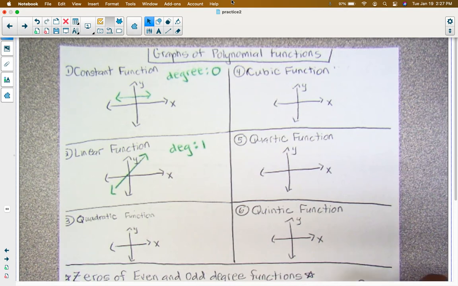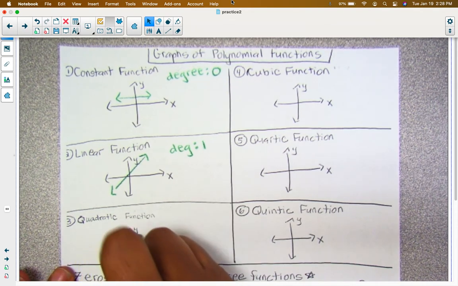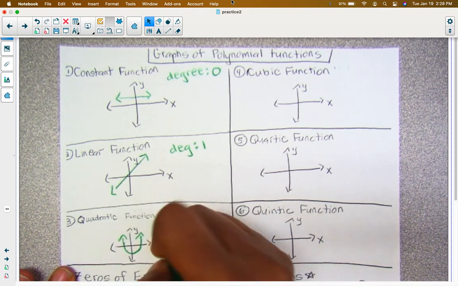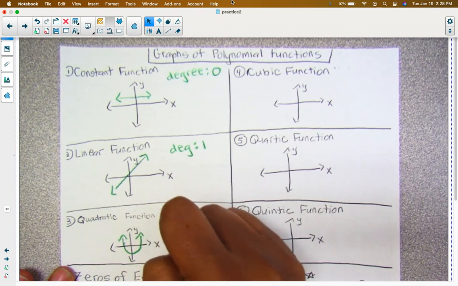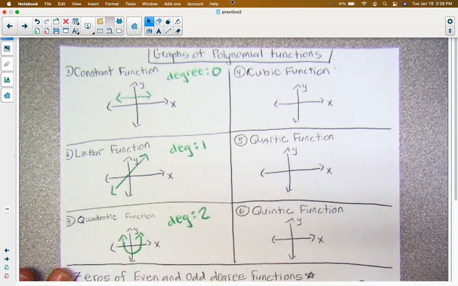Number 3, quadratic function. A quadratic function is a U shape. It could be a parabola that's opening up or a parabola that's going down. I'm going to make mine open up. So there we have it. And my degree for a quadratic function is 2.